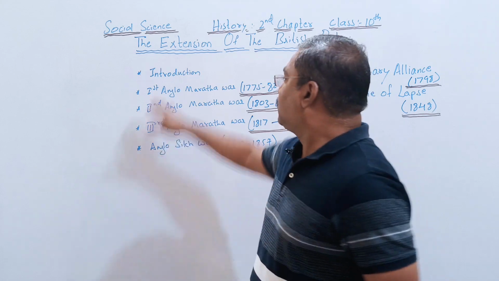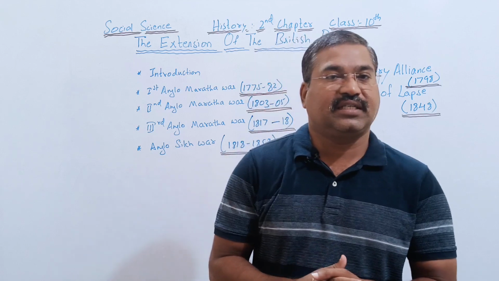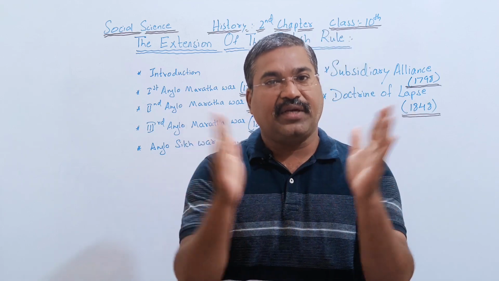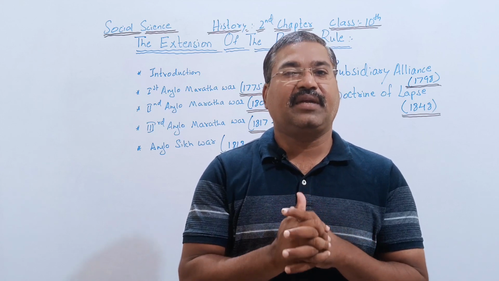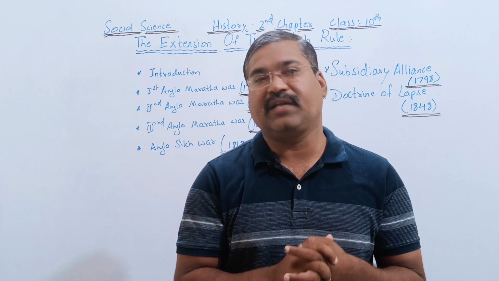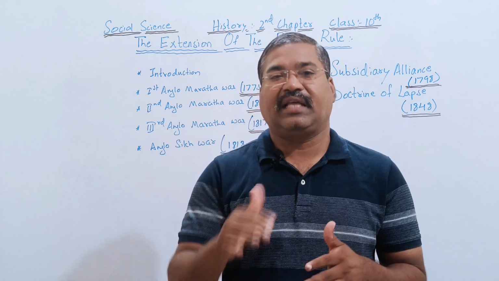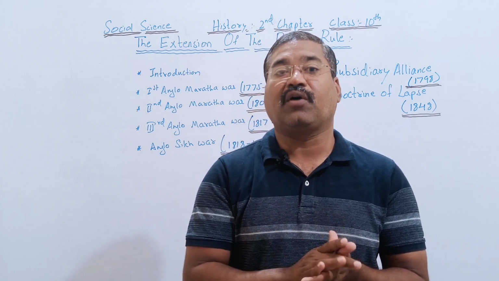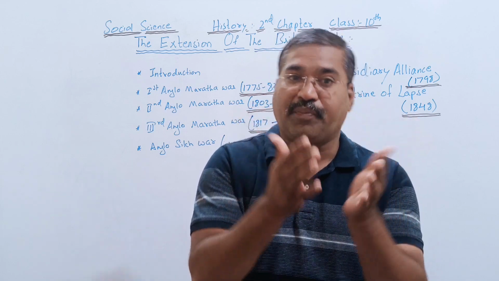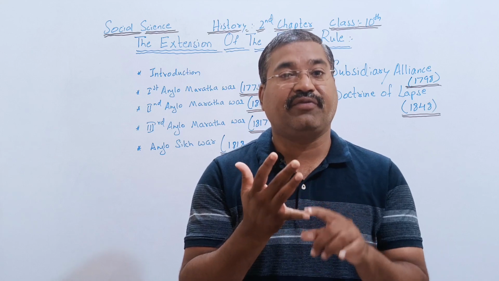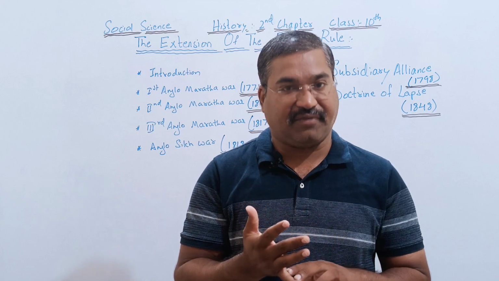In the introduction part, as the chapter is the extension of the British rule, the word itself says that the British are now going to expand their empire as they are involved very deeply with the native rulers. In the southern part, they have almost ended the rule of the other Europeans: the English defeated the Dutch, Portuguese, as well as the French.